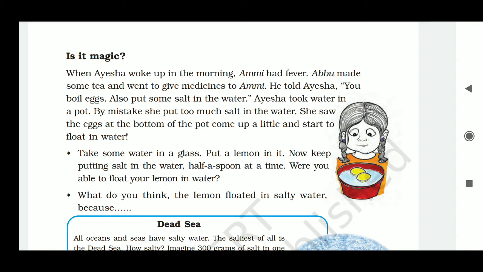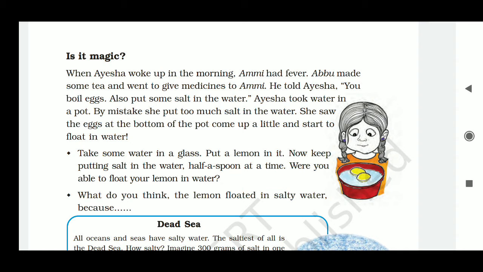So while boiling, Aisha was advised to put salt, which helps in quick hardening of the white part of the egg. But by mistake she put a large quantity, too much salt, in water. The result is that while boiling, the eggs come up a little and start to float in water.